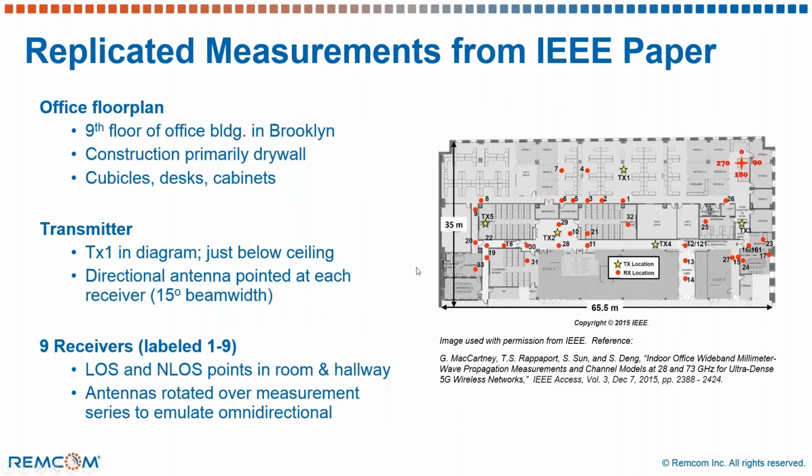We focused our simulations on the first transmitter, called TX1, and the 9 receivers that this transmitter has transmitted to. This includes 7 receivers that are in a room fairly close to the transmitter, some in line of sight and some blocked by cubicle walls. And it also includes 2 receivers down the hallway and around the corner, labeled 8 and 9.